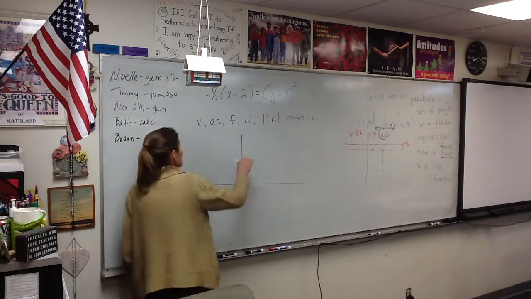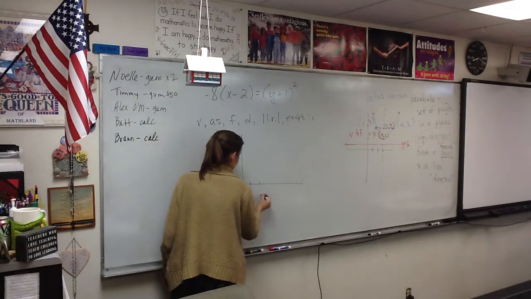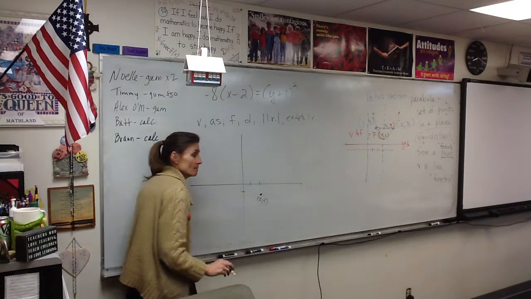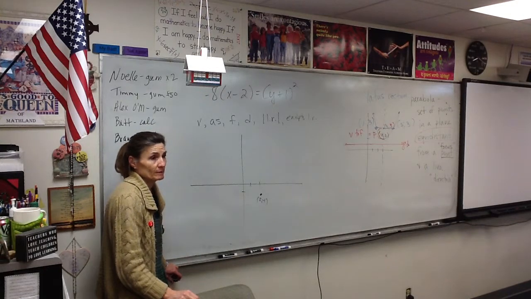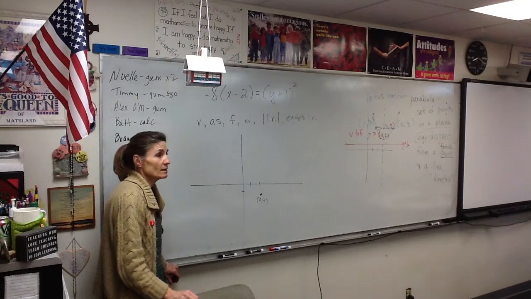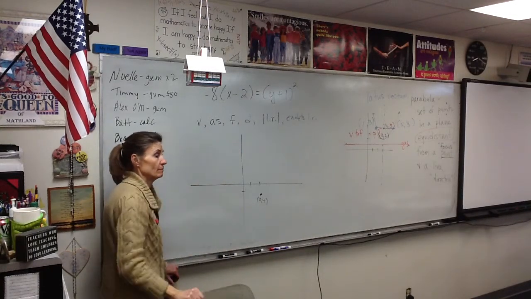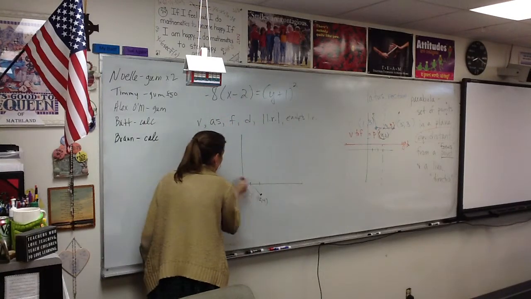Tell me about this. Where's my vertex? 2, -1. Now here comes probably the most critical decision you're going to make. Which way does it open? It opens to the left. How do we know it opens to the left? Because it's y squared and it's negative. So it opens to the left.